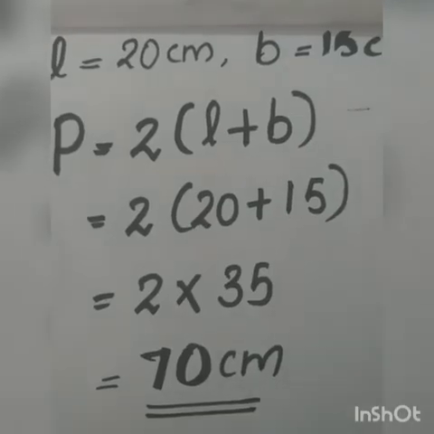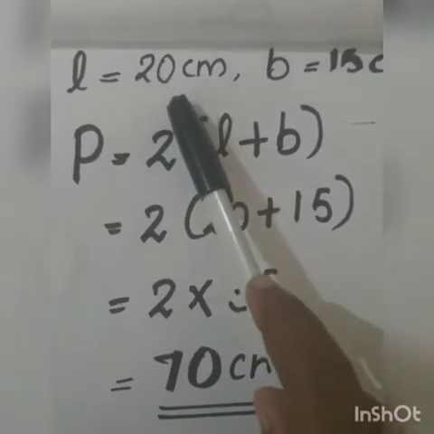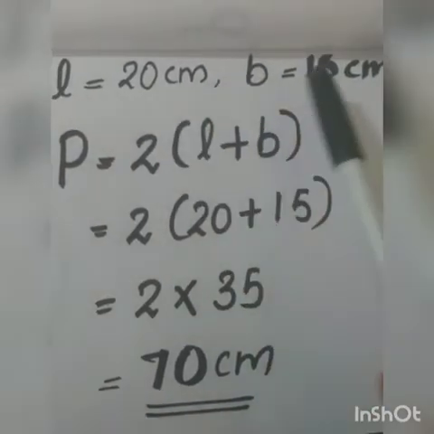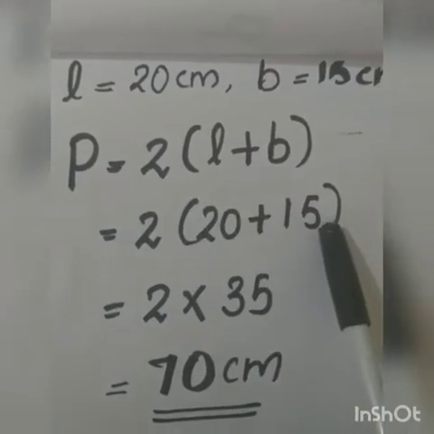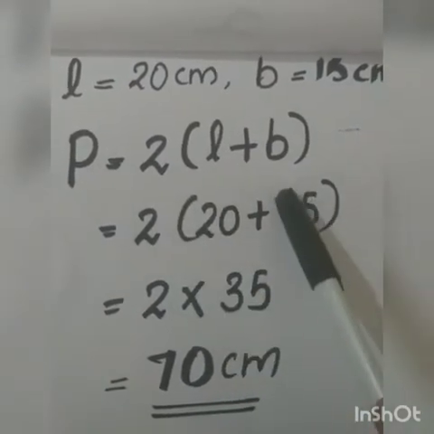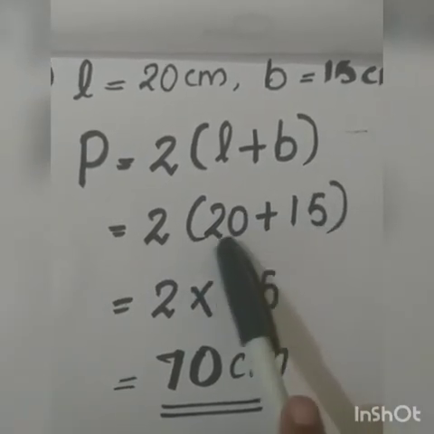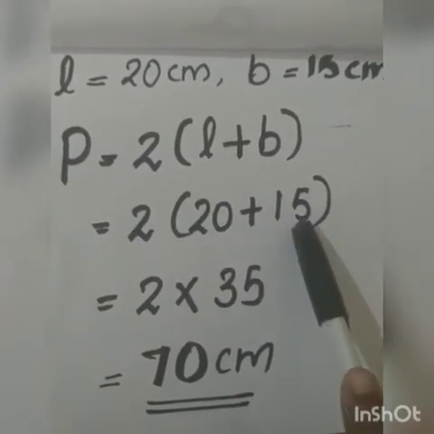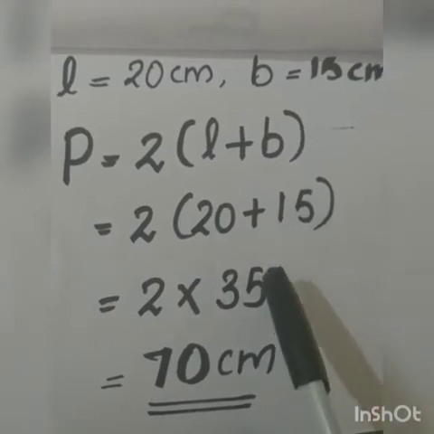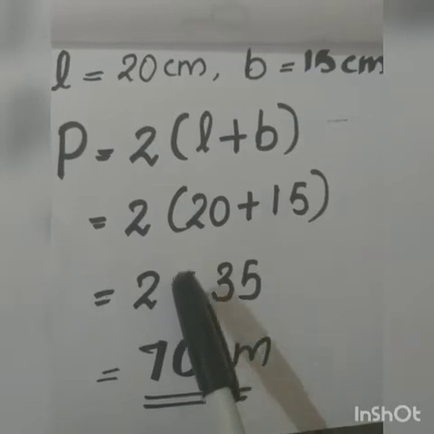Substituting the values, we know the perimeter of a rectangle is 2 into (L plus B). The values of L and B are given as 20 and 15. So substituting the values, 2 into (20 plus 15). Now you can see a bracket here for 20 plus 15, so you have to work out first what is given in the bracket. That is, 20 plus 15 should be added first. So 20 plus 15 gives 35. Now 2 next to the bracket means the operation is multiplication.